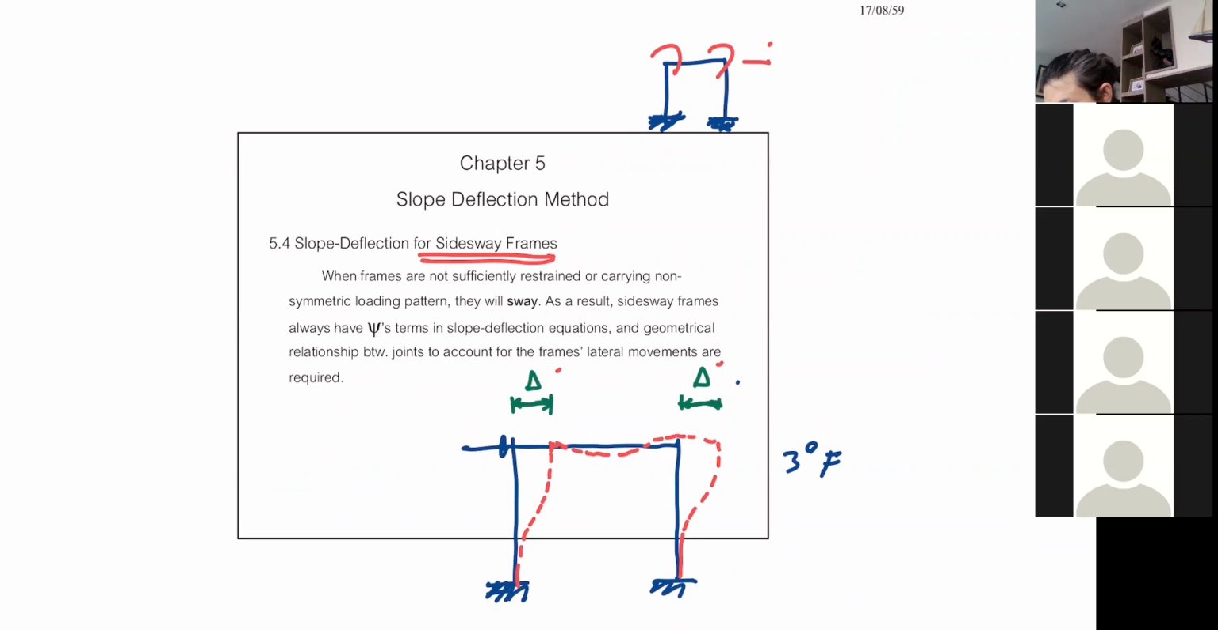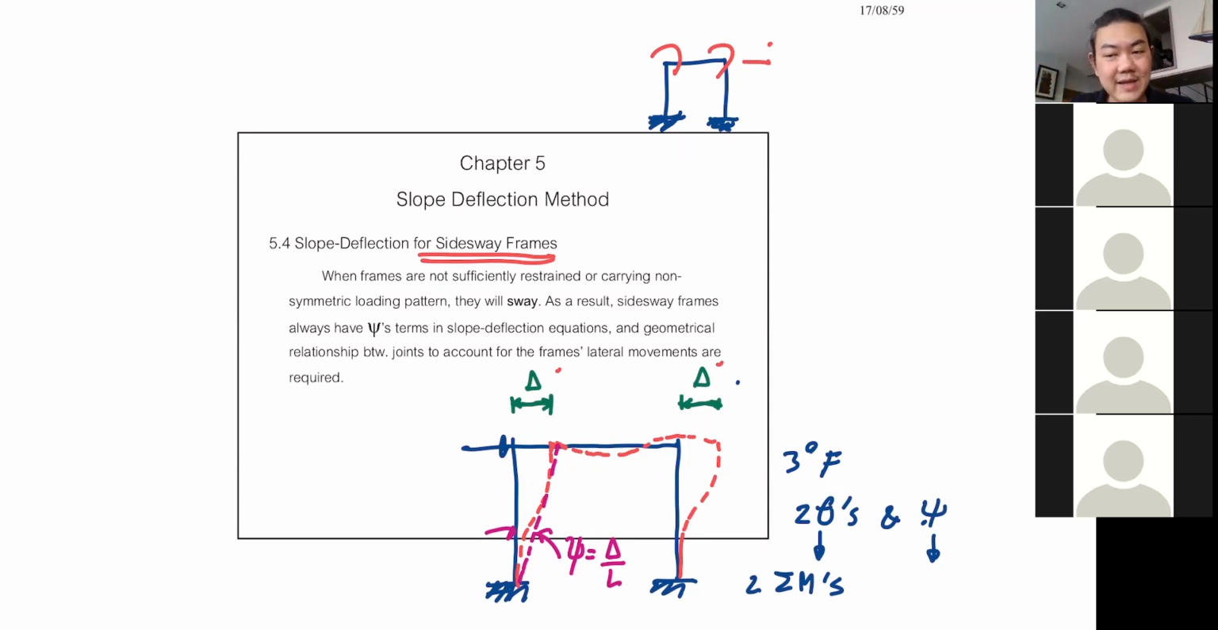So when you look at this, you can connect this joint here to here, and that becomes a straight line. And this is your psi, which is equal to delta over L. But still, it is an unknown. And now you should realize that, say, you have two thetas, and delta and the psi term. The psi term in the slope deflection equation will not be zero anymore, so to speak. Three unknowns. To solve two displacements, now you have two sigma moment equations, right? So now you are going to need another one because you now have three unknowns. So where will that come from?